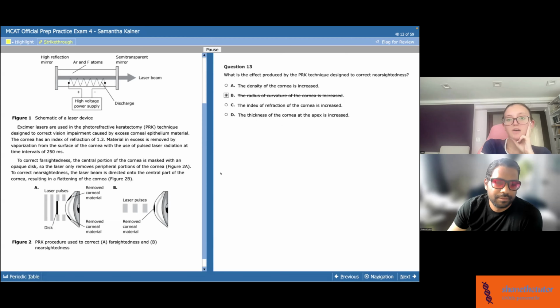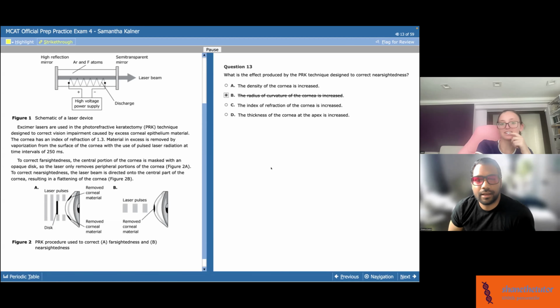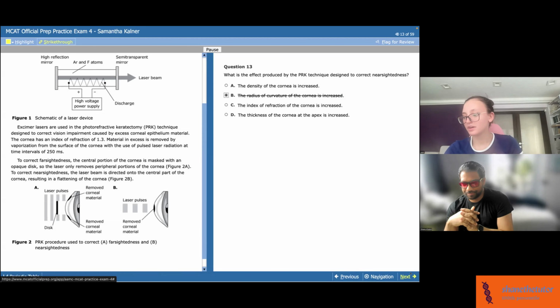If it's pushed down here, then it would expand. So it is B. I was looking at the wrong one. I was like, okay, 2A, great. I didn't read that it was nearsightedness. Yeah, definitely make sure you always read that question stem enough to maybe rephrase it.